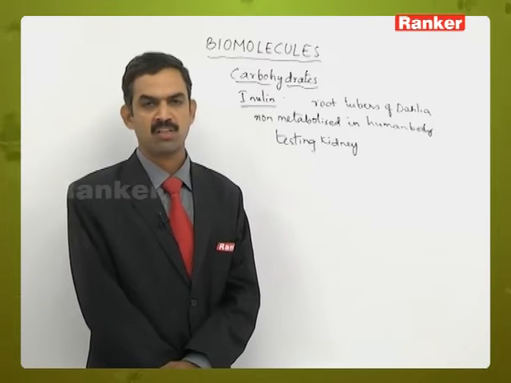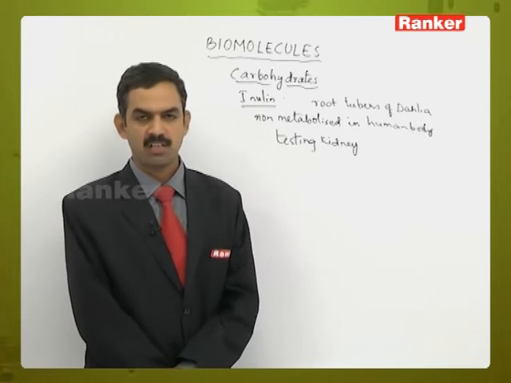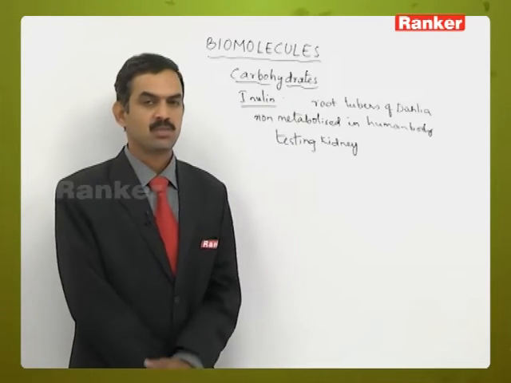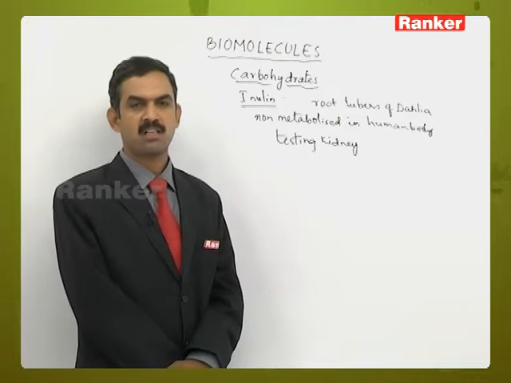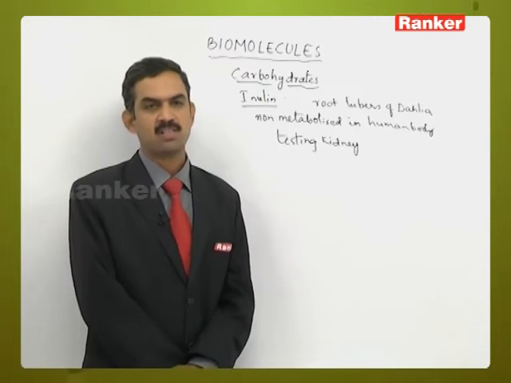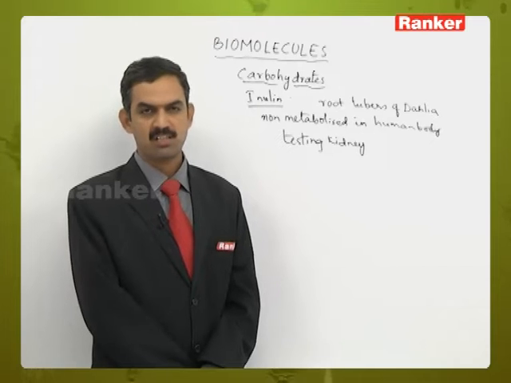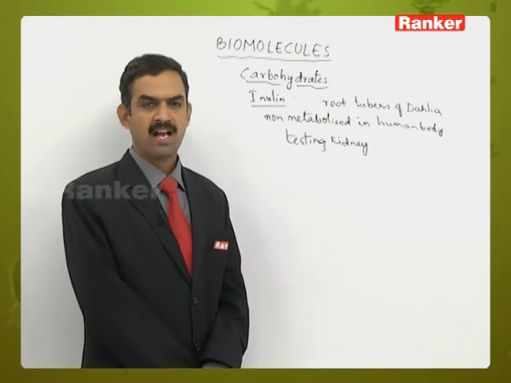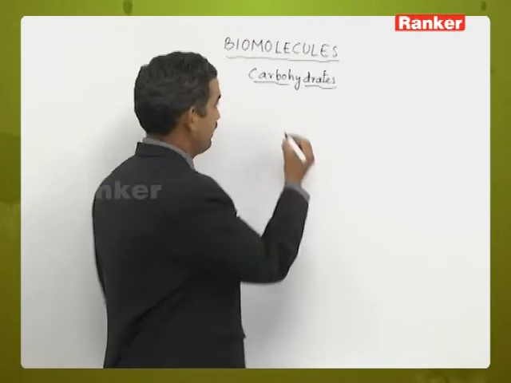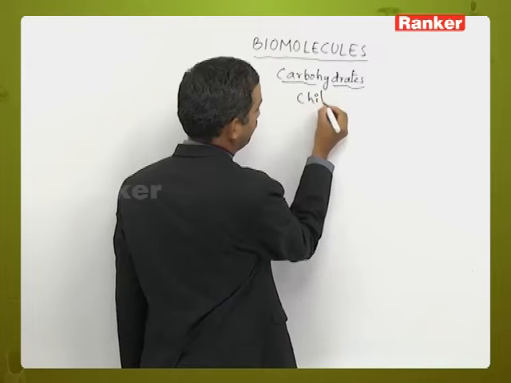So this is also one of the important, not major, polysaccharides. Inulin is one of the important types of polysaccharide, which is a food storage structure, used as food in various animals and also in human beings. Next one is chitin.